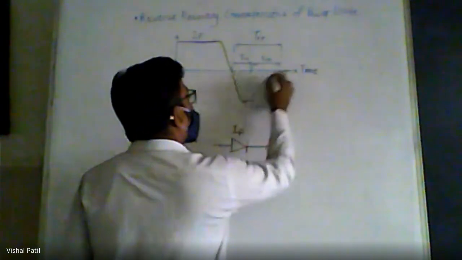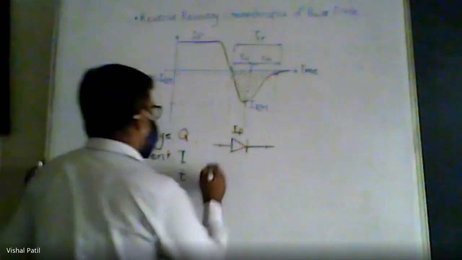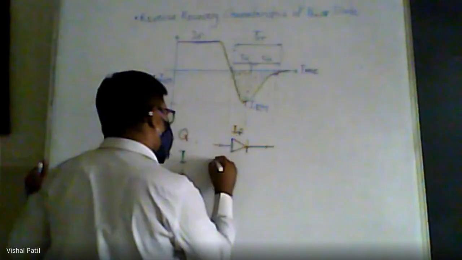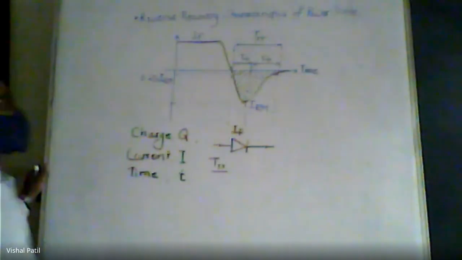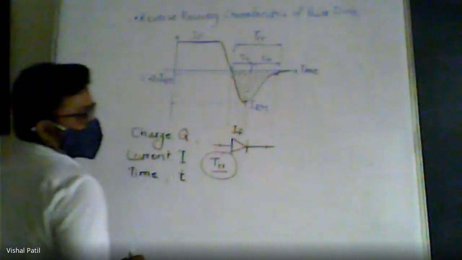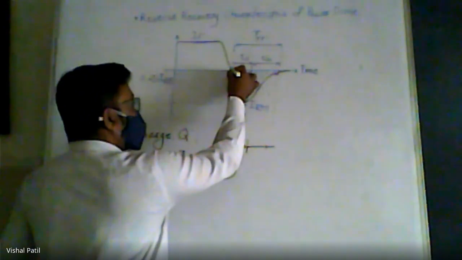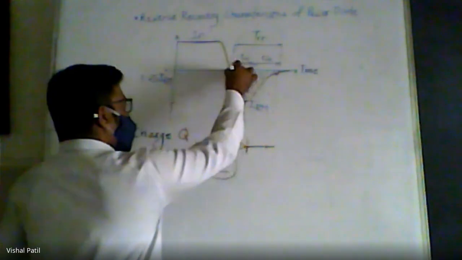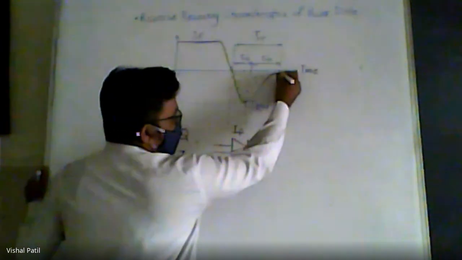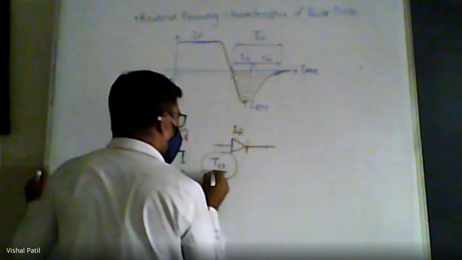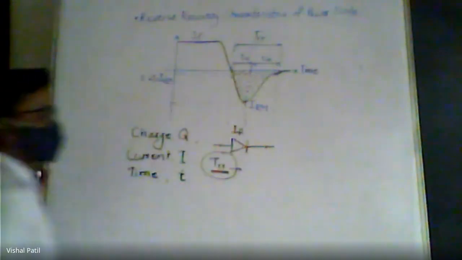But this process goes on continuously for a particular time, which is called the reverse recovery time, denoted by, let us say, TRR. Reverse recovery time is the duration when the diode current is allowed to decay and crosses zero, and it continues to flow even after it crosses zero, and then it becomes zero or normal. That duration for which these events happen is called the reverse recovery time.